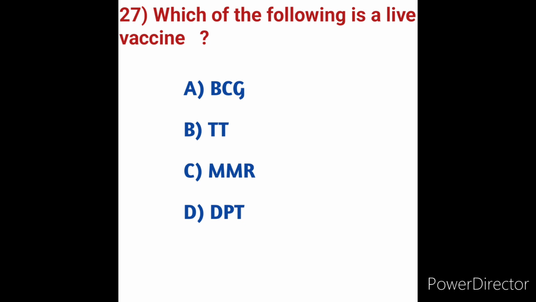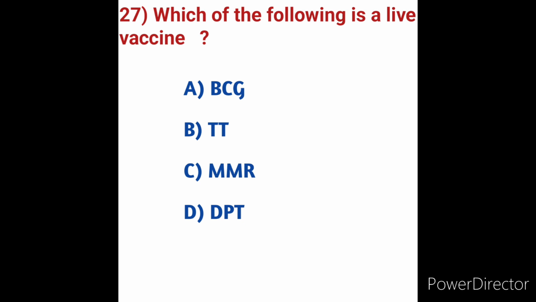Live vaccines use a weakened form of the germ that causes a disease. Because these vaccines are so similar to natural infection, they help prevent it. They create a strong and long lasting immune response. So from the following options, which one is a live vaccine? Live attenuated vaccines include MMR, measles, mumps, rubella, rotavirus, smallpox, chickenpox and yellow fever.